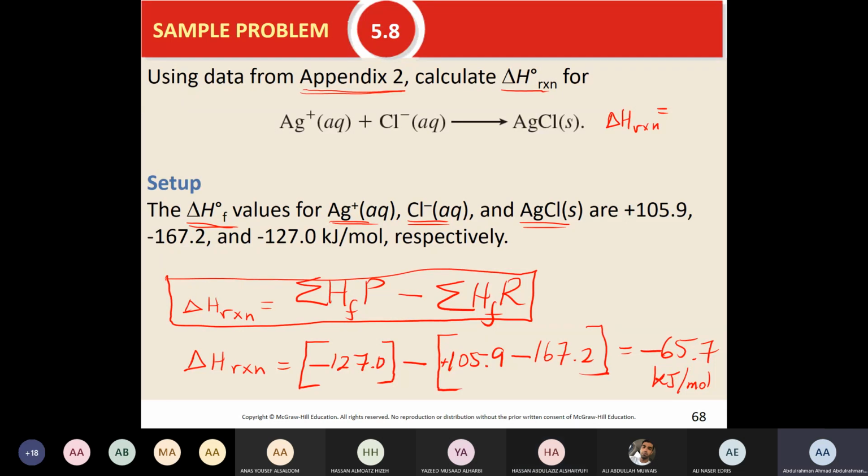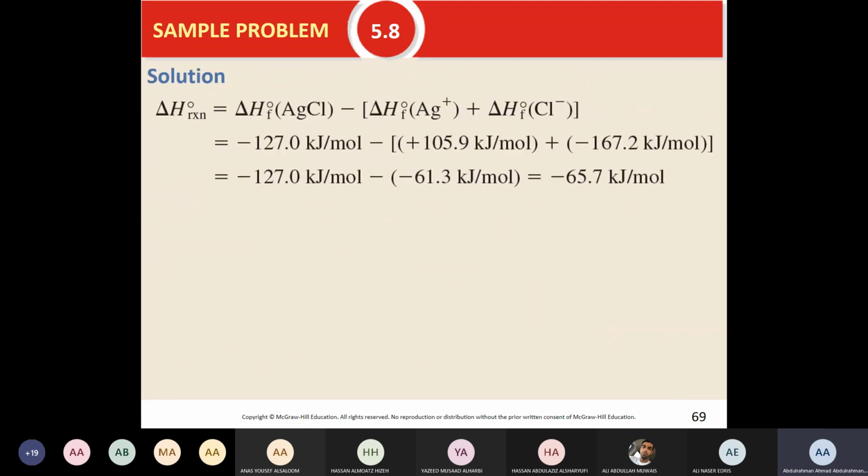Is this clear? Yes. Very good. Now, if I write this here, minus 65.7 kilojoule per mole, this means 1 mole of this one with 1 mole of this one will make 1 mole of this one, and the heat will be like this. Excellent. Now, let's combine now. This is the correct answer.